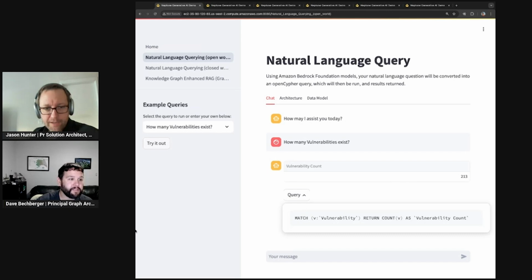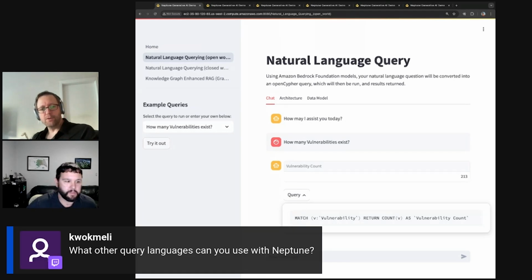All right, so what you just did is you asked a question, and it converted that as best it could. Says Bedrock here. Into an OpenCipher query, which then it ran and gave you the results, but also showed you what it did. It showed you the query.